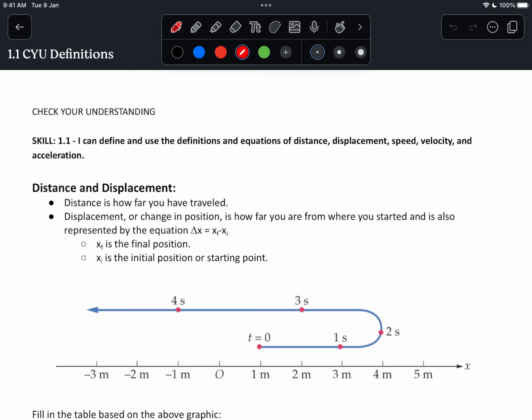Welcome to Check Your Understanding, Skill 1.1. I can define and use the definitions and equations of distance, displacement, speed, velocity, and acceleration.